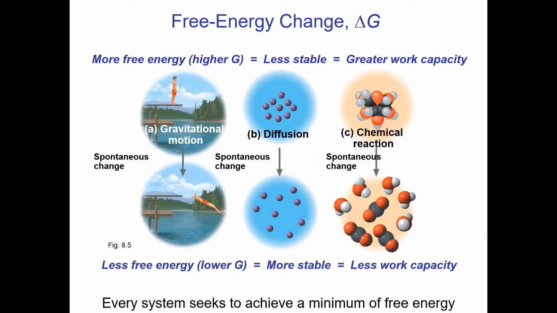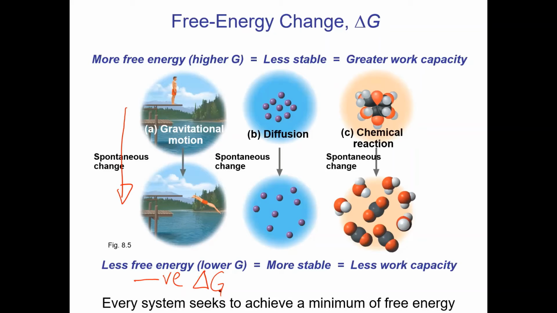If you take a look at the first picture, we have a diver, and the diver jumps down, converting his potential energy into kinetic energy. So he's losing energy as he jumps. If you lose energy, your energy state is negative. So that means I'm going to have a negative delta G.